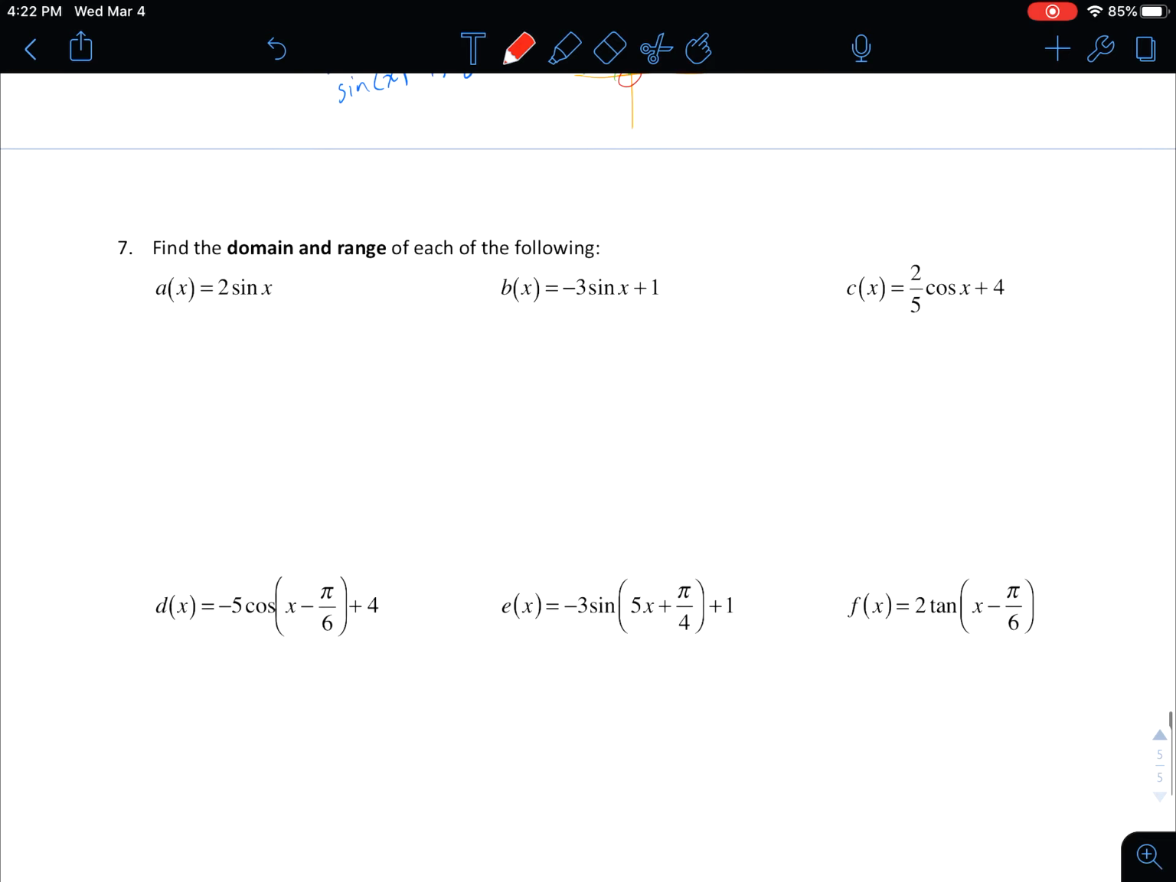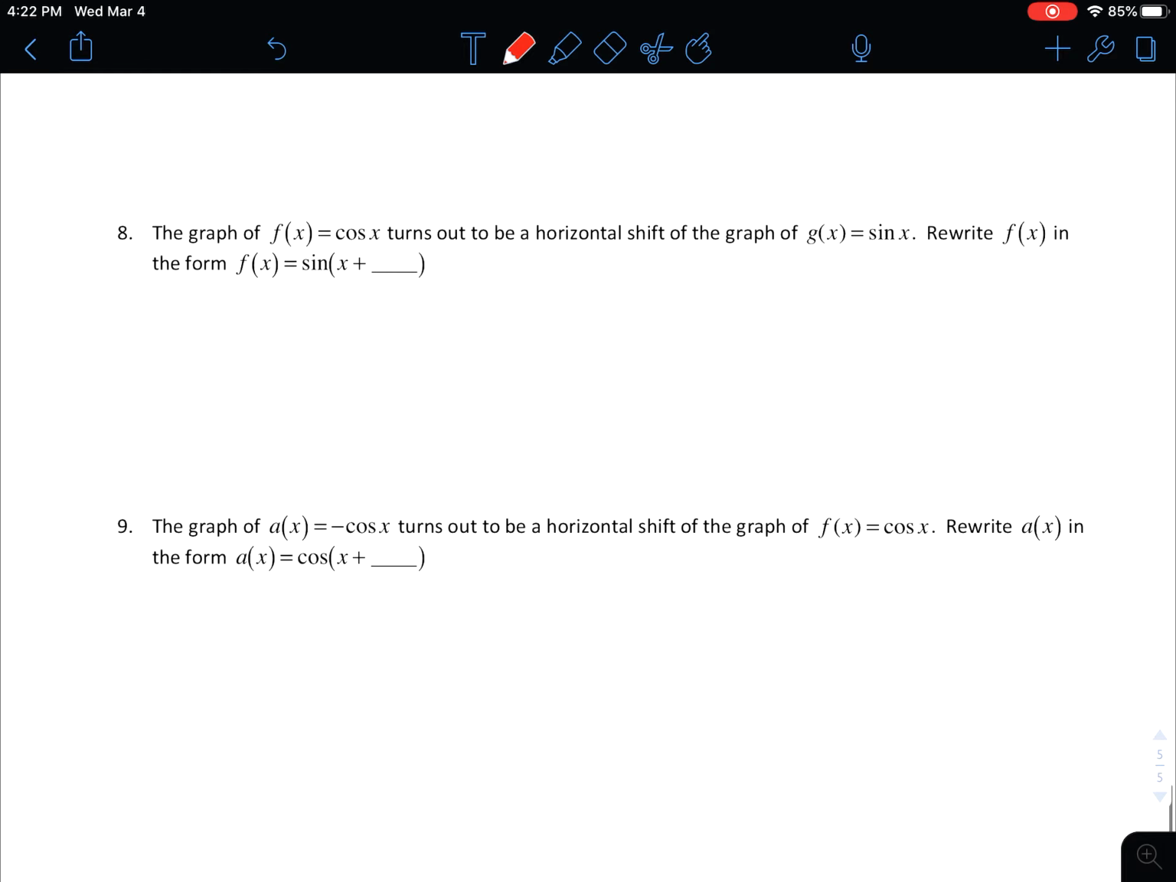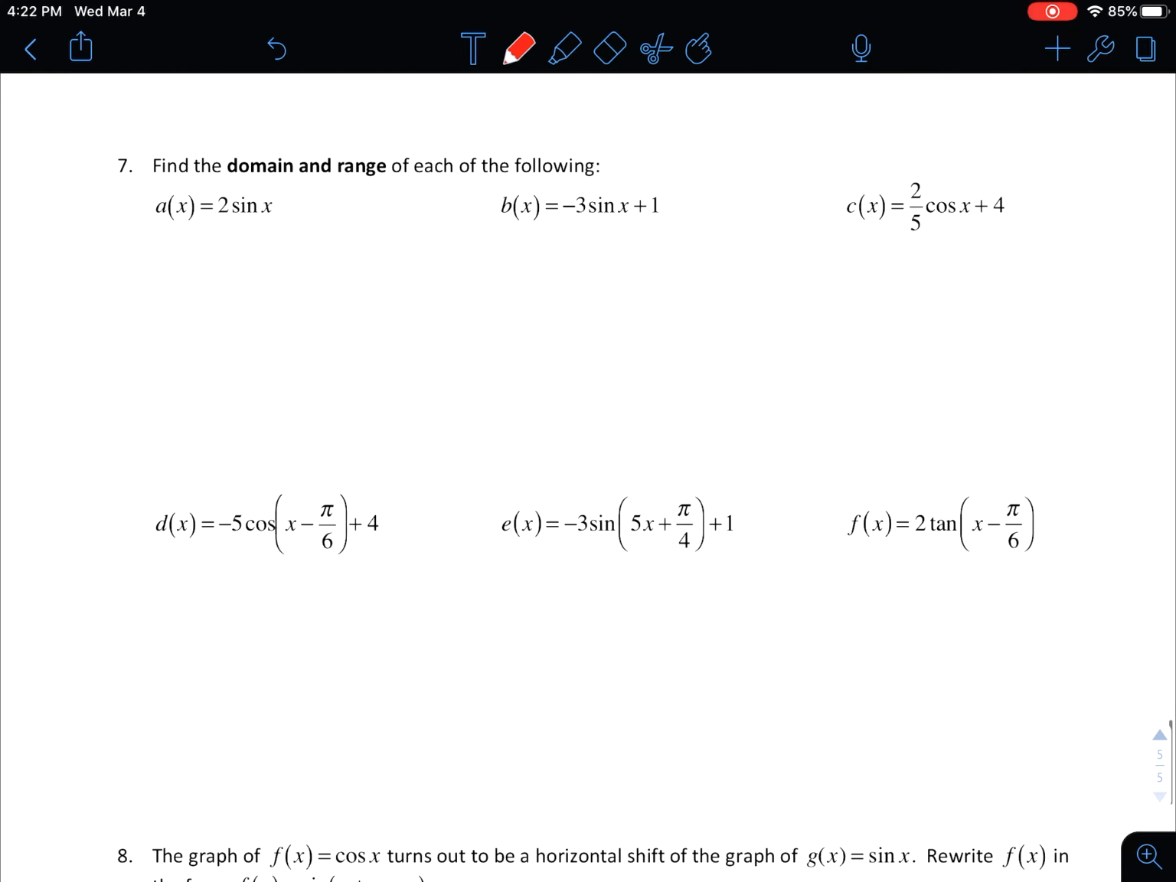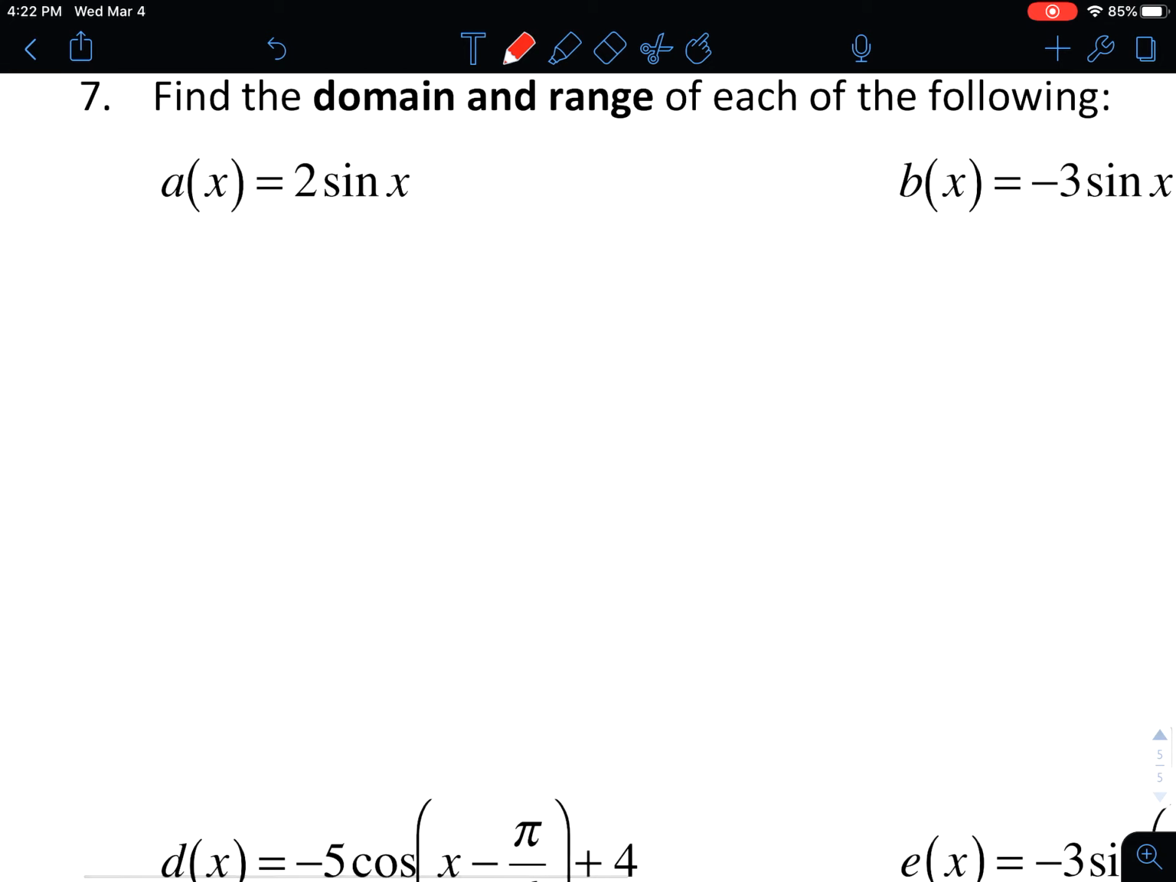Not too much left to do on this packet. I'll walk through a few of these problems in 7, and then that'll be that. So 7 is asking us to find the domain and range of each of the following. So domain is going to be the easiest one.